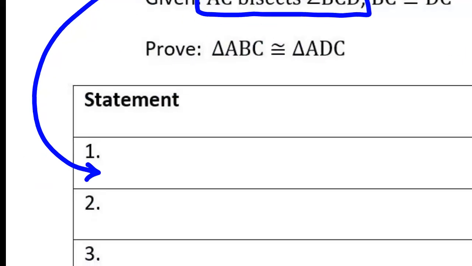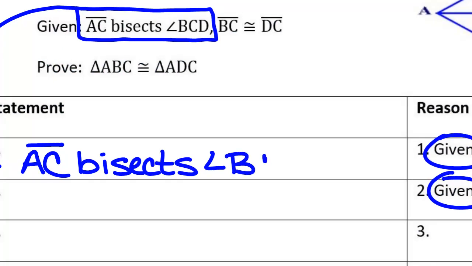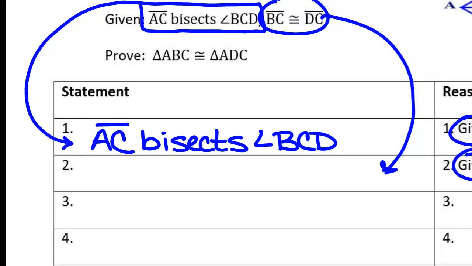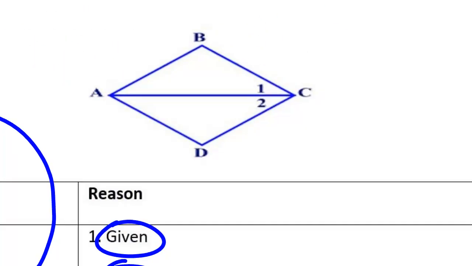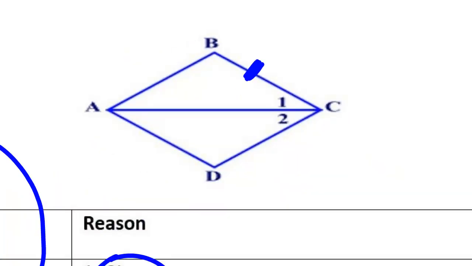So on this top one, we have that segment AC bisects angle BCD. And on the next line down, we have that segment BC is congruent to segment DC. Let's go mark that on the picture. BC is congruent to DC.